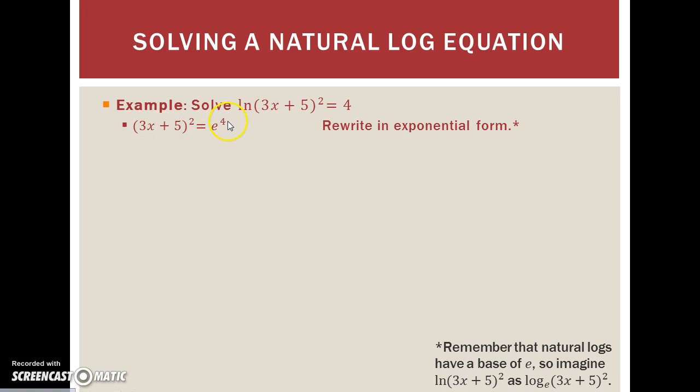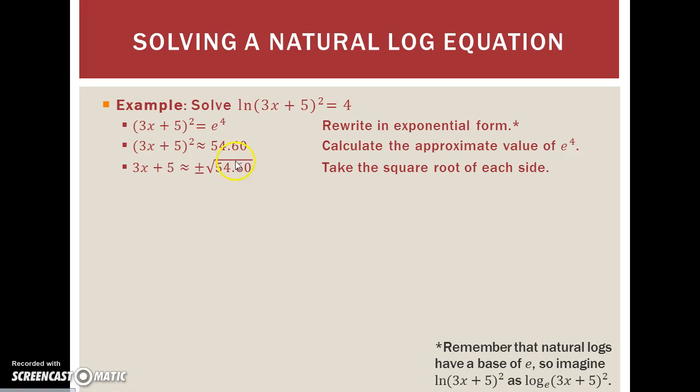E to the 4th, we can figure out. 3x plus 5 squared, we can figure out. Now that we got rid of that natural log, we're happy, we can move on. Next we want to calculate e to the 4th. It, of course, is going to go on forever because e is a number that does not have any end or any repeating. It is irrational. So we're just going to stop it after 2 decimal places.